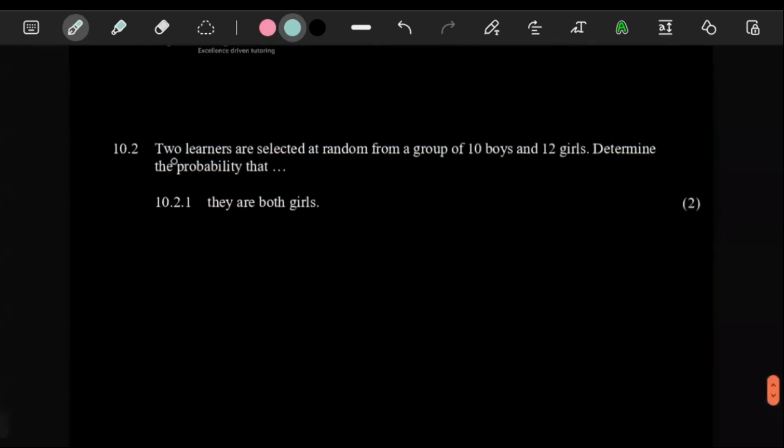This 2-mark question says 2 learners are selected at random from a group of 10 boys and 12 girls. So a group of 2 learners are selected at random from a group of 10 boys and 12 girls. Determine the probability that they are both girls.